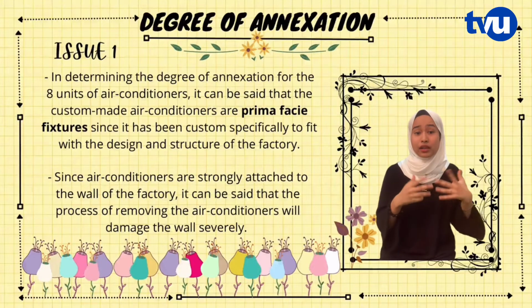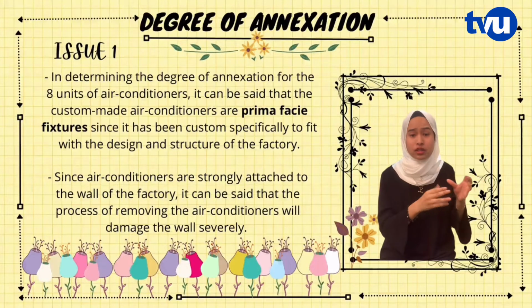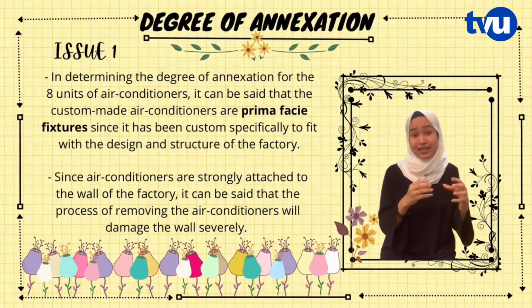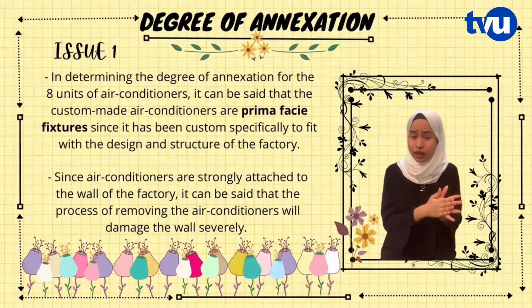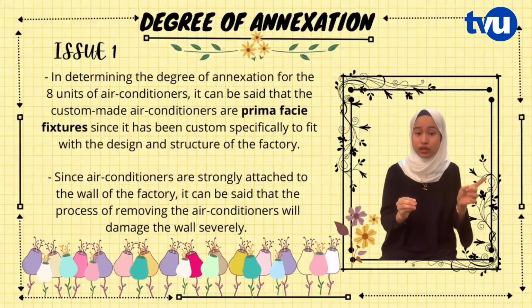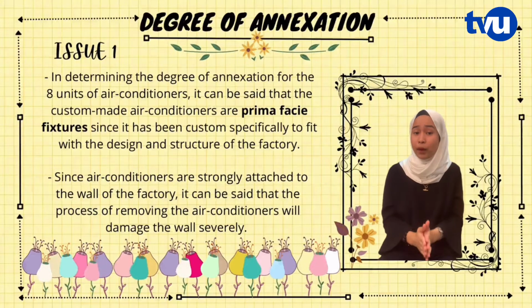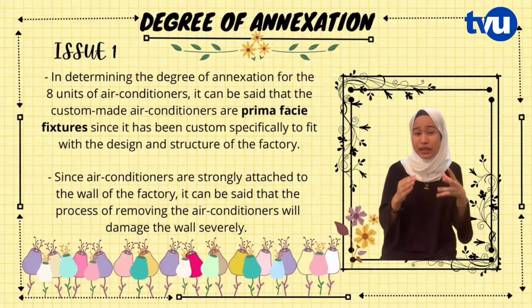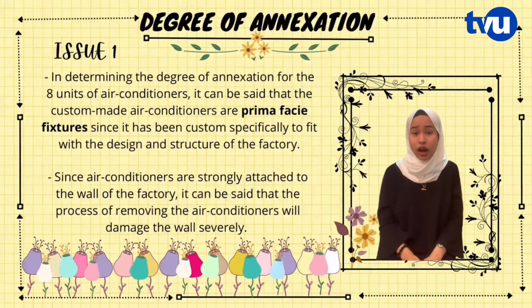With this, it can be deduced that as the custom-made air conditioners were built with a bulky size to conform with the factory standard, a tremendous amount of procedures would be required to remove them, indicating that there might be great damage upon removal. Moreover, the damage caused will also decrease the value of the factory. All in all, since great damage is caused upon removal of the air conditioners, it proves that they are strongly attached to the wall. Hence, the 8 units of custom-made air conditioners are prima facie fixtures.